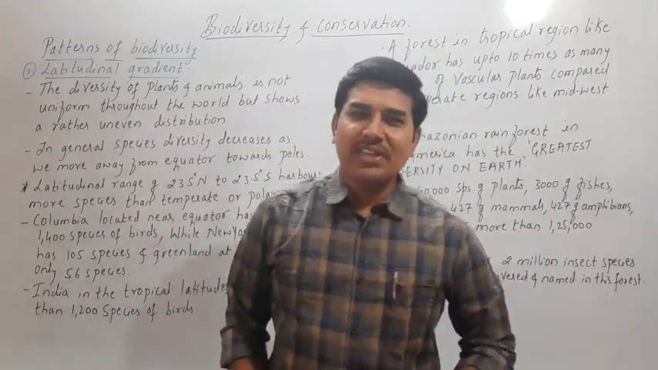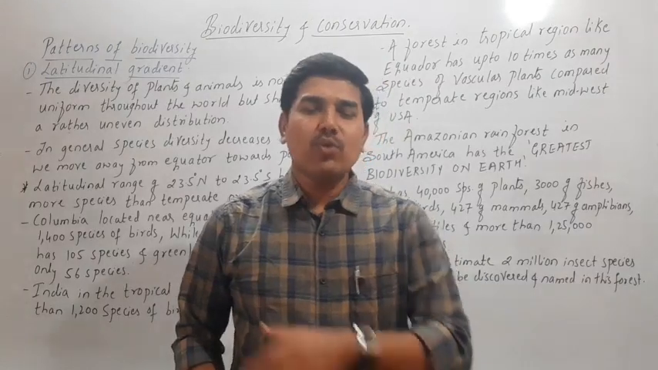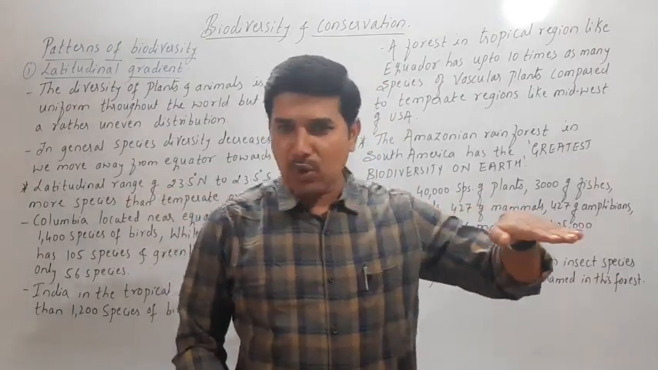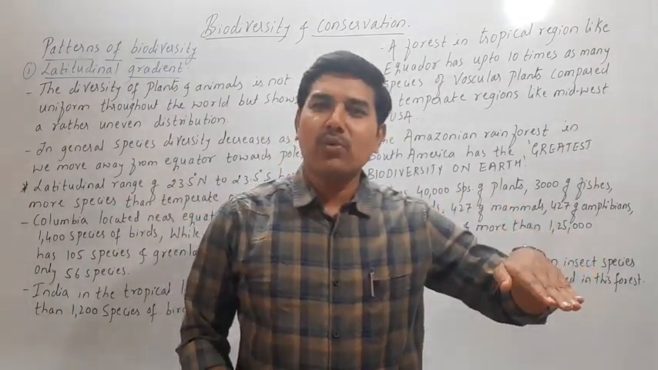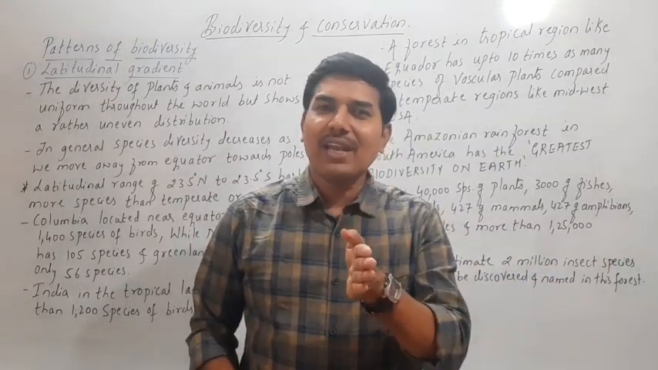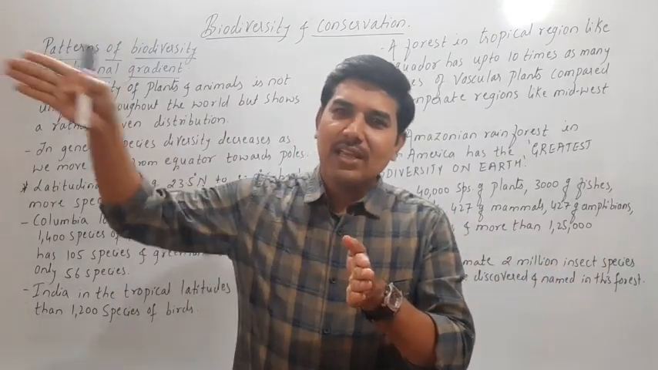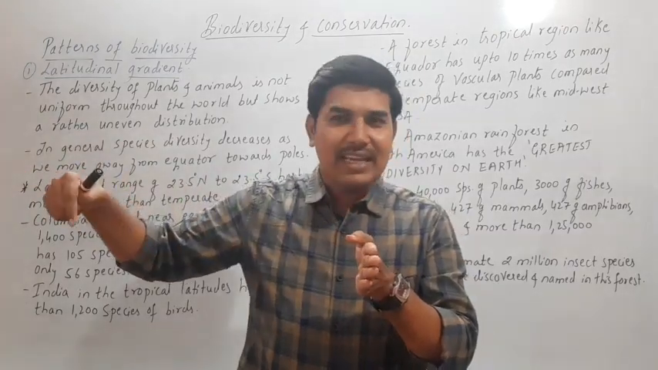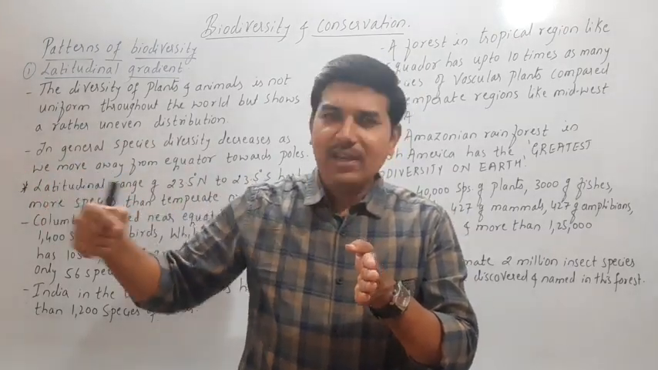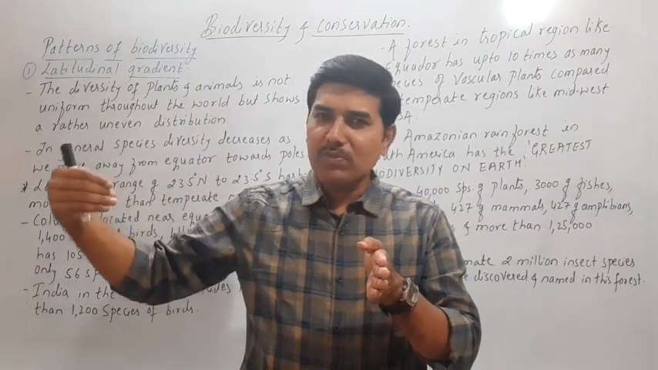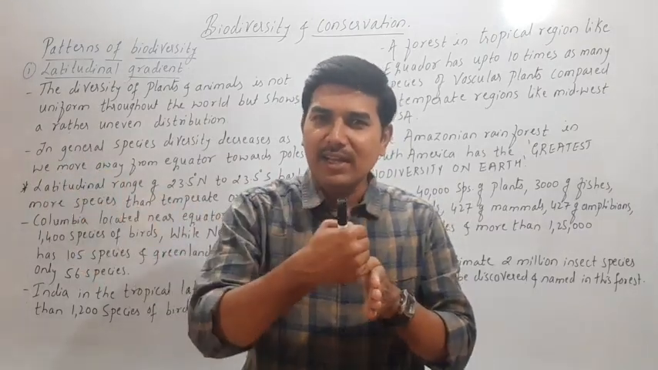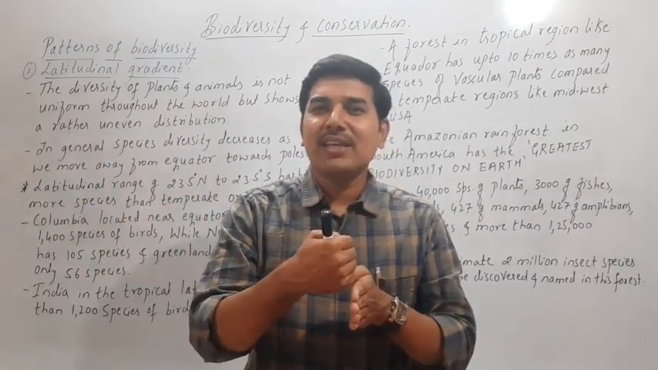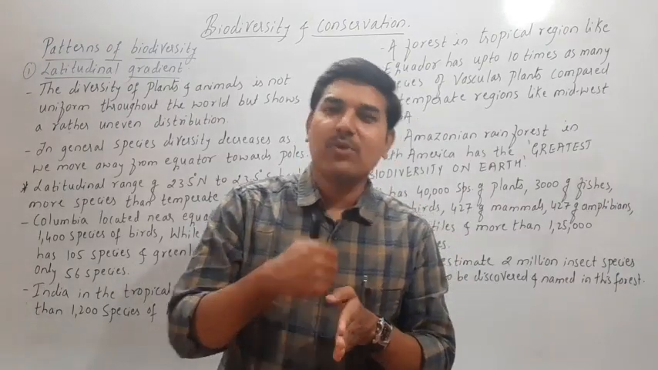Generally what we say is, as we move across the latitudes of the globe, from the equatorial region towards the polar regions, the species richness will decrease, and it is vice versa. As we move from the polar regions towards the equator, the species richness will increase. Why is it so?